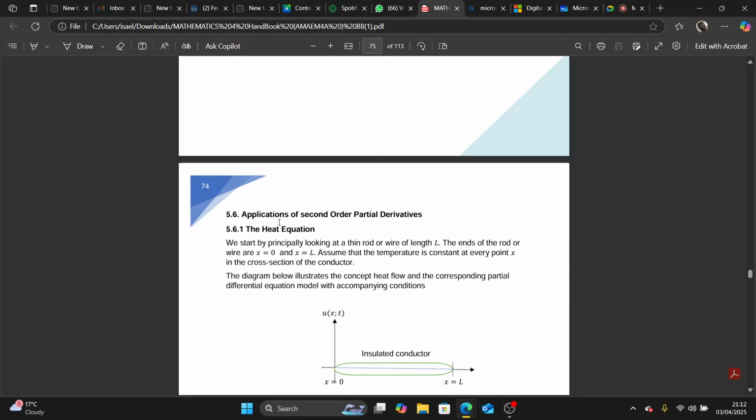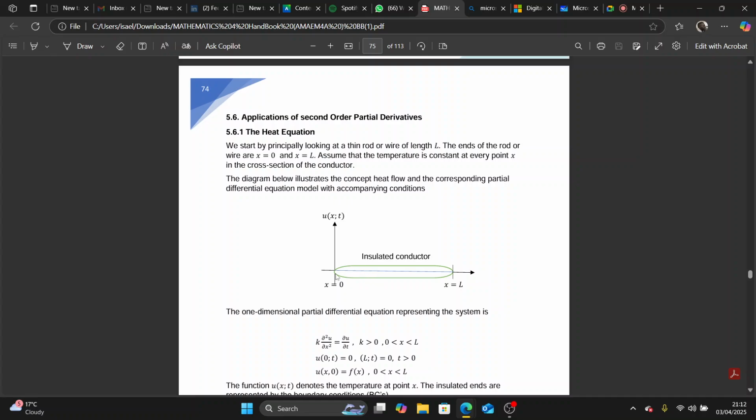Let's review. They said application of second order partial derivative: the heat equation. We start by looking at a thin rod of length L. This is a thin rod. The length of the rod is from here to here, right? They say the ends of the rod are where x equals 0. That's not the end, that's the beginning, but okay, it's also an end. There are two ends, this one and this one. The ends of the rod are x equals 0 and x equals L.